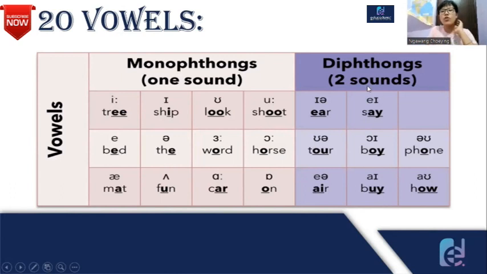Now comes the diphthong. Diphthong means two sounds. So it's ear, the shorter E with schwa.